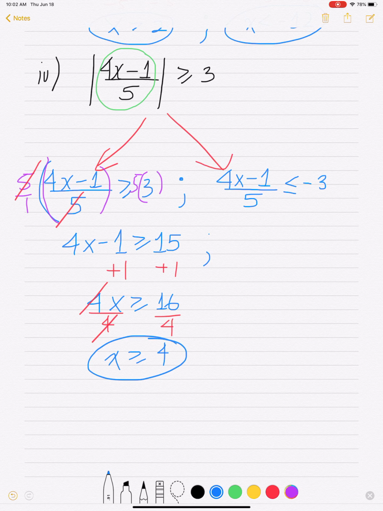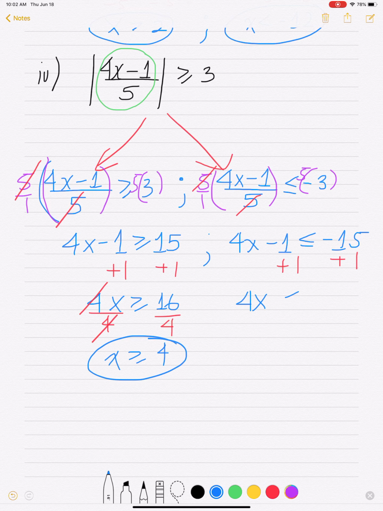On the other branch, the other inequality that resulted, we do almost the same thing. We multiply both sides by 5. It's 5 over 1. Here the 5s will cancel. You get 4x minus 1 on the left is less than or equal to 5 times negative 3, which is negative 15. You would add 1 to each side. You get 4x is, in this case, less than or equal to negative 15 plus 1, which is negative 14.